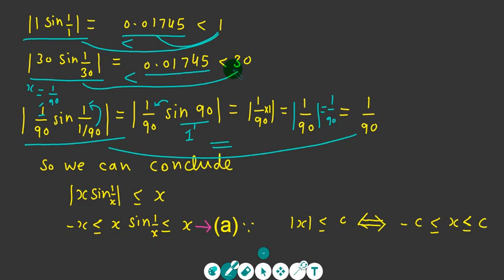So on the basis of putting some positive numbers, we can conclude that the absolute value of x times sine of 1 upon x is less than or equal to x. We can write this as a simultaneous inequality. This is the other form of this. If the absolute value of x is less than or equal to c, if and only if minus c is less than or equal to x, and x is less than or equal to c.